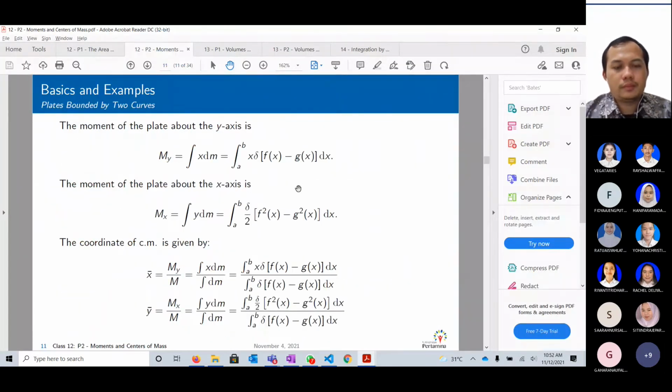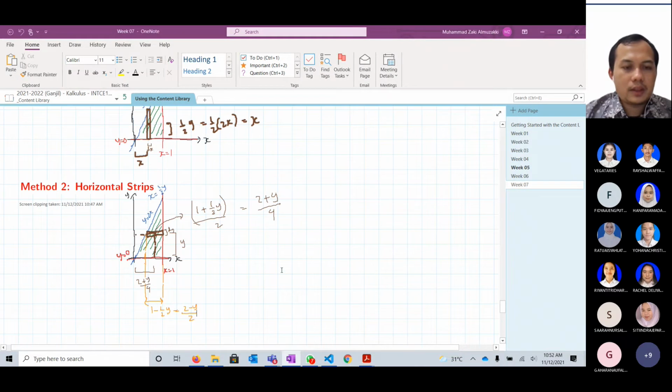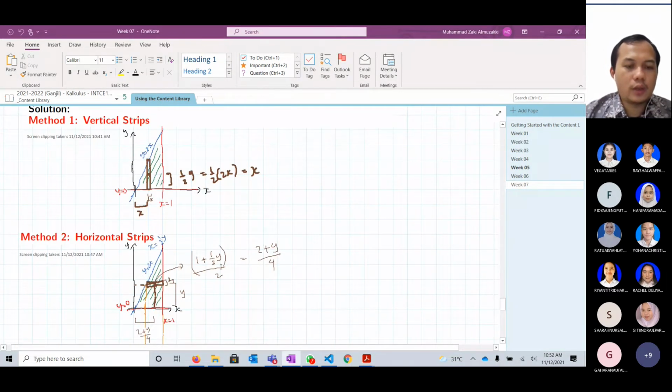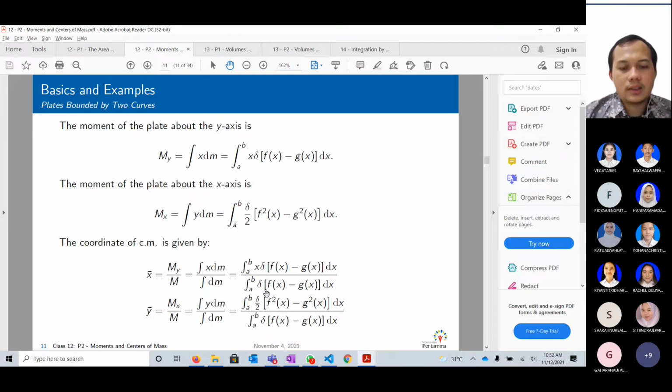No? And the formula is basically like this. So the previous example shows how we get the formula, and basically the formula is in this slide. The moment of the plate about the y-axis is integral of x times delta times f of x minus g of x dx, and about the x-axis is integral from a to b of delta times (f squared minus g squared) dx, and the center of mass coordinates is this.